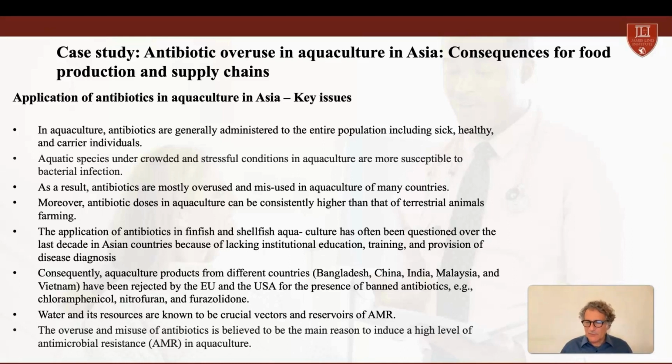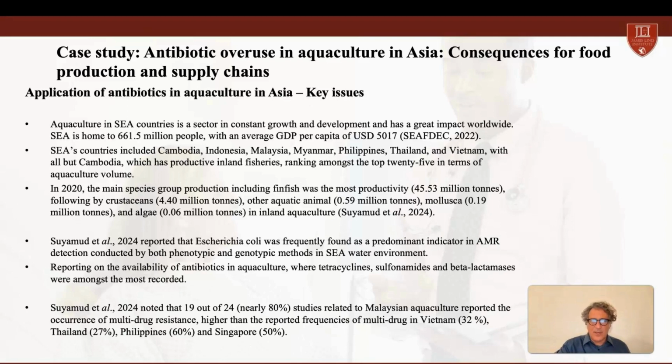There is no prevention of disease, there is a lack of data related to the spread of this disease in aquaculture, and they continue to overuse antibiotics. So we have, in some way, several problems in Indonesia, especially in aquaculture.